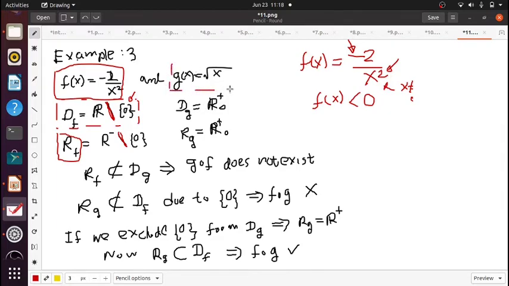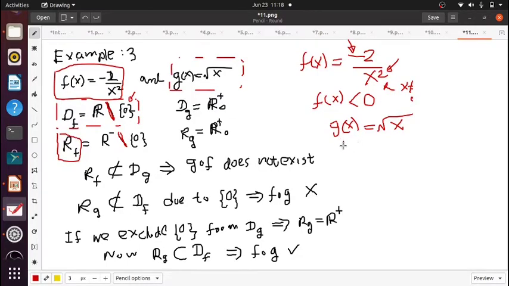Now the function g of x is defined as the square root of x. Now you know from the basics, you cannot include any negative values for x. You cannot substitute any negative values for x.